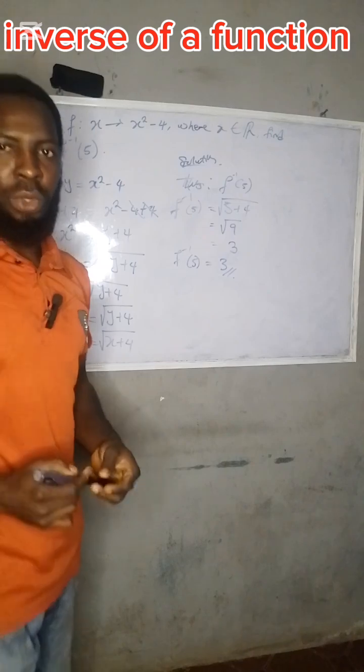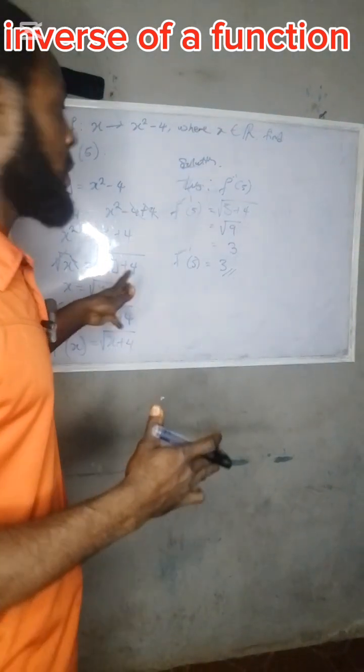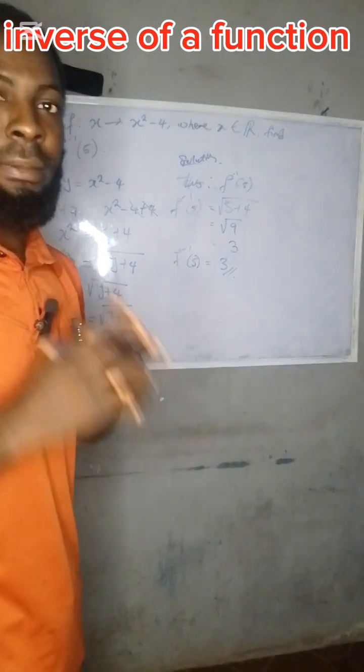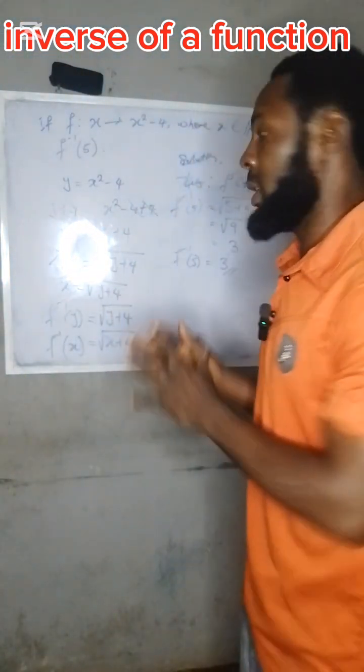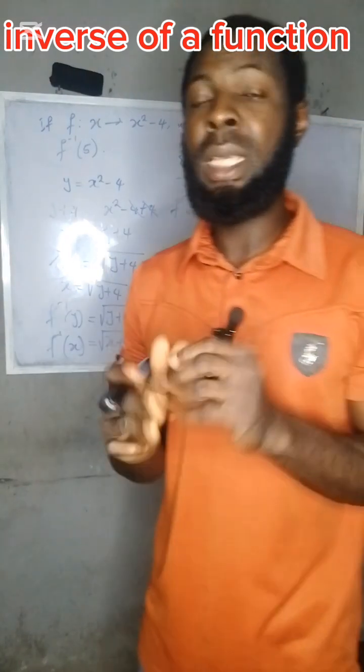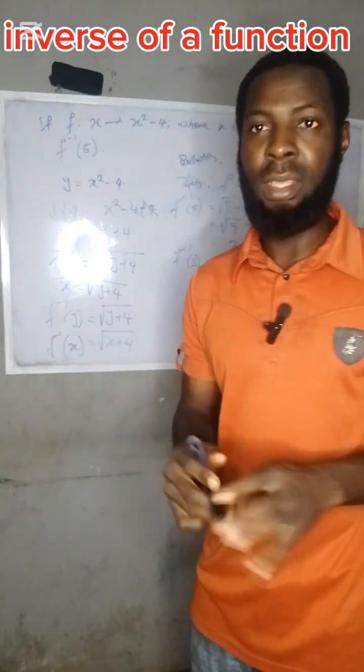So from what you have watched, I believe you have understood the steps to get the inverse of a given function. The first thing you have to know is to find the inverse by making x the subject of the formula, then substitute the value you are asked to find into it.